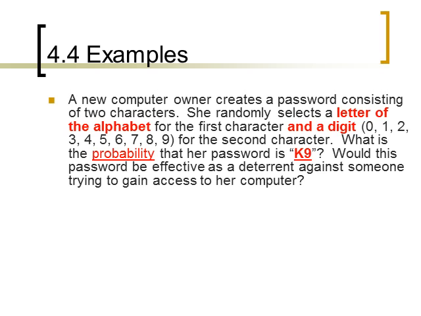Here's our first example where we're going to set up and solve for the probability. A new computer owner creates a password consisting of 2 characters. She randomly selects a letter of the alphabet for the first character and a digit, 0, 1, 2, 3, 4, 5, 6, 7, 8, 9 for the second character. What is the probability that her password is K9? And would this password be effective as a deterrent against someone trying to gain access to her computer?